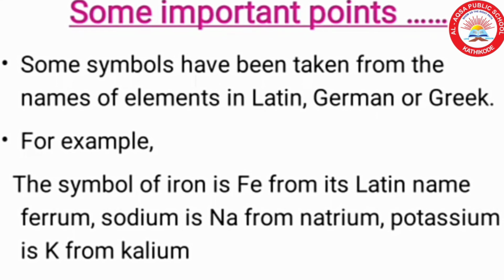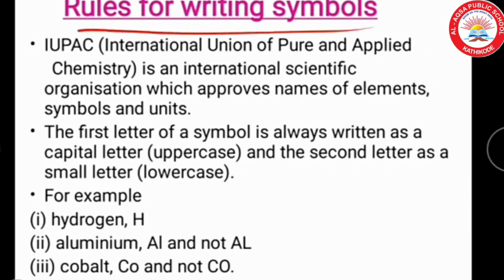Some symbols have been taken from the names of elements in Latin, German or Greek. For example, the symbol of iron is Fe because its Latin name is ferrum. Sodium is Na from its name natrium and potassium is K from kalium.